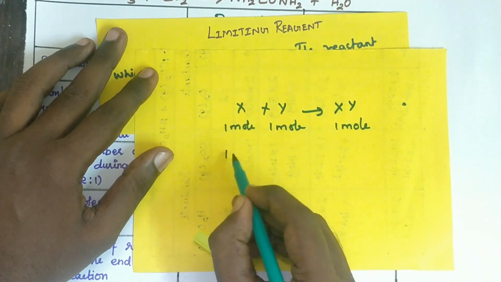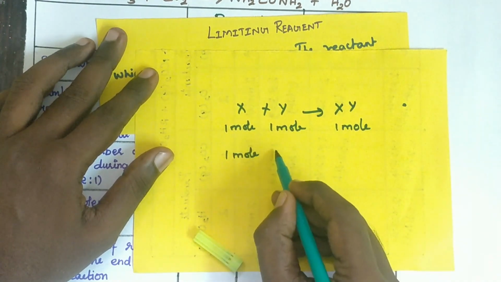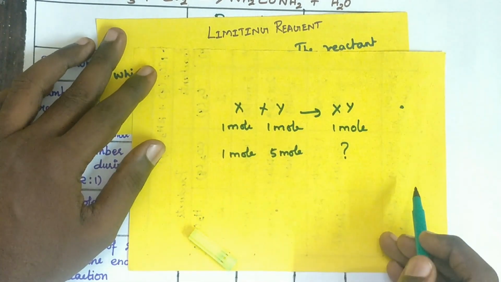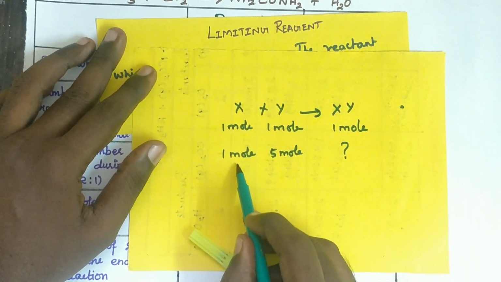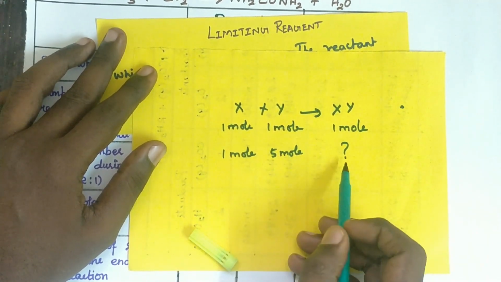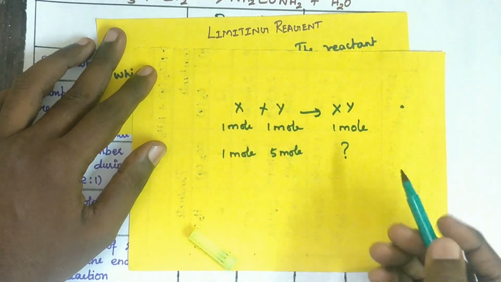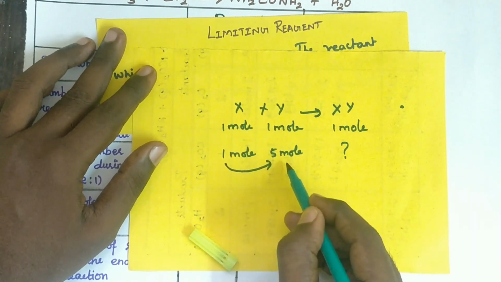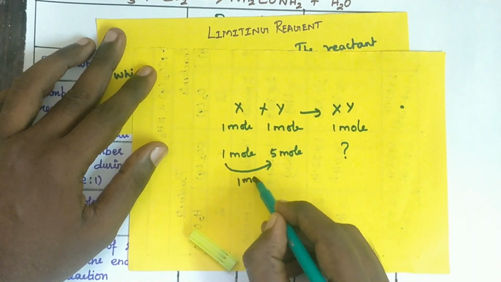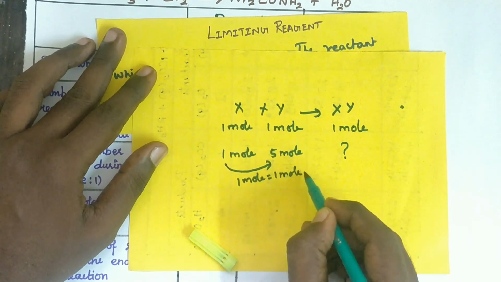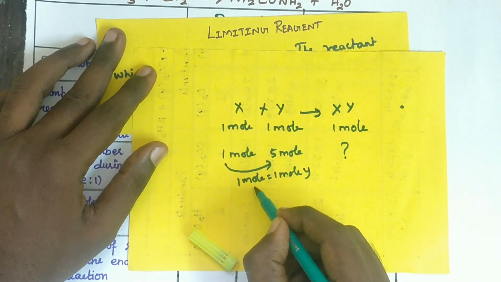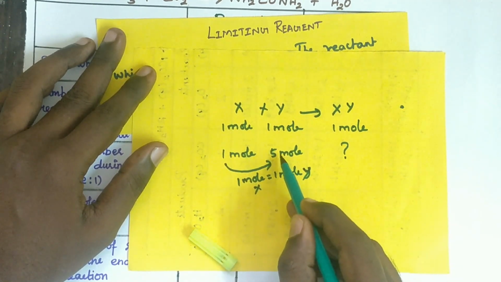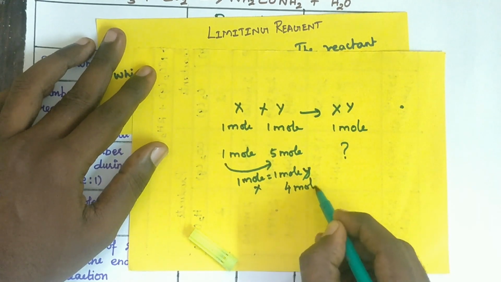Suppose it is 1 mole of x and 5 moles of y combined to form how many moles of xy? You have to calculate. We already know 1 mole of x combines with 1 mole of y. So out of 5 moles, 1 mole reacts, which means the remaining is 4 moles.